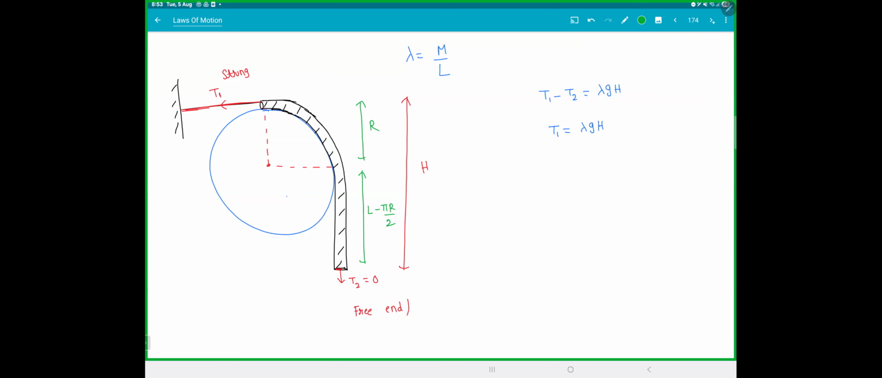Is that making sense? The total length of the rope is L. So see, this circumference here is pi R by 2 because it's a quarter circle. So pi R by 2 plus this must be L. So the length hanging must be L minus pi R by 2. And this is nothing but radius R. Therefore, h will be R plus L minus pi R by 2. You're done. Therefore, tension T1 will be lambda g h, which is R plus L minus pi R by 2. Lambda is nothing but M by L.